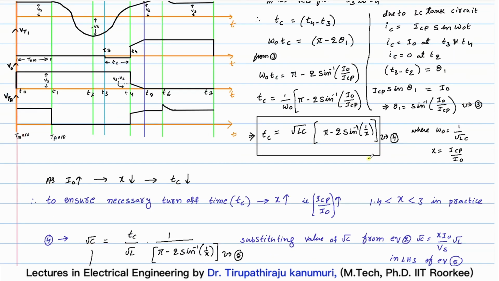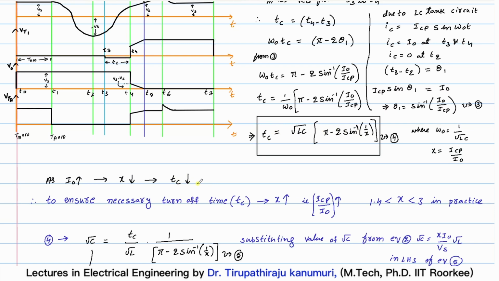So now here you can observe, if the value of I naught is increased, that means the normal load current is increased. Let us assume ICP is fixed. So if I naught is increased, then what will happen? X is equal to ICP by I naught. So when I naught is increasing and ICP is constant, the x will decrease. When x is decreasing, if you substitute in this equation, this part is increasing, or otherwise we can tell that Tc is decreasing.